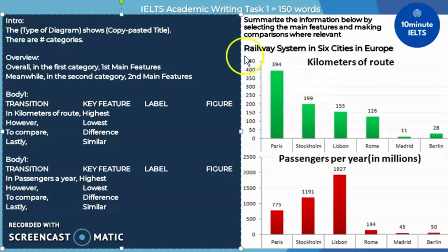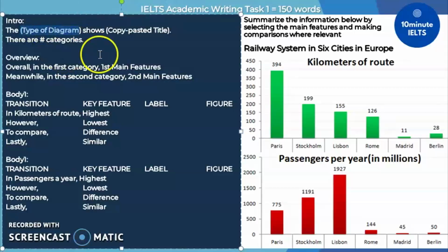Today, we'll be tackling IELTS Academic Writing Task 1. Here on the right, we have bar graphs, where on the left side, we have a template that can help you finish 150 words in 10 minutes. Let's start with the introduction.